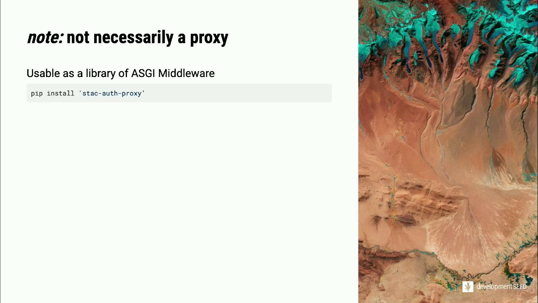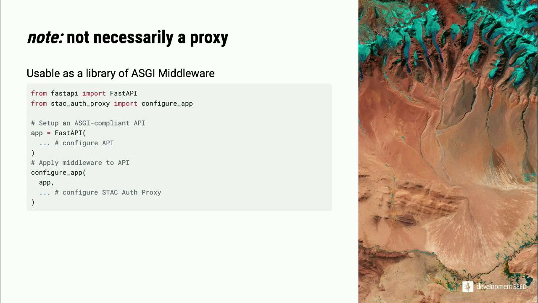So you could theoretically just install this via pip, and then we have this function called configure app. And you have a FastAPI based app, or theoretically any ASGI compliant app. We haven't tested it with anything other than FastAPI, but theoretically, if your app speaks ASGI, it would work. And then you can pass it in here, and we'll wrap that app with our middleware and apply these auth tooling to it, right?